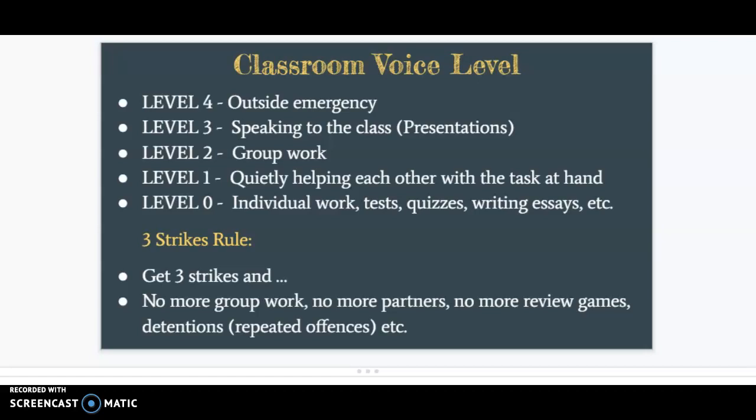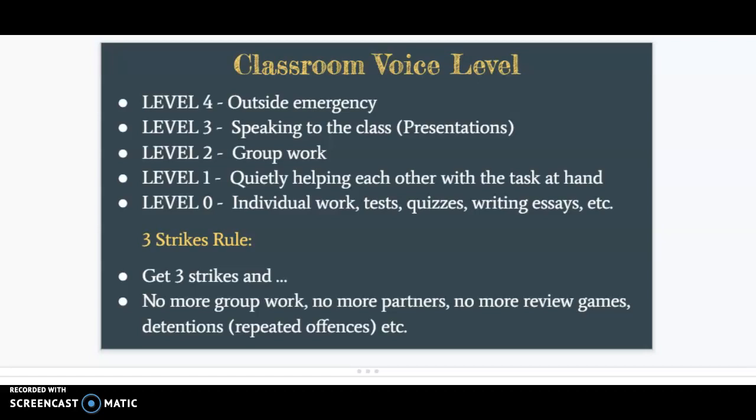I'm positive. Level 3 is speaking to the class, or you can use level 3 when you give presentations. We call this the teacher voice, level 3 voice. Level 2. Level 2 is group work. That's simply talking to your neighbors or talking to people at your tabletop.